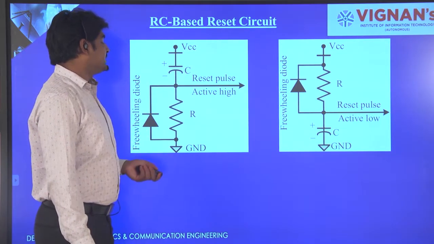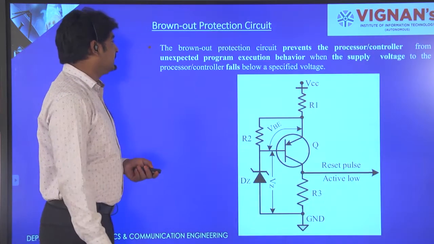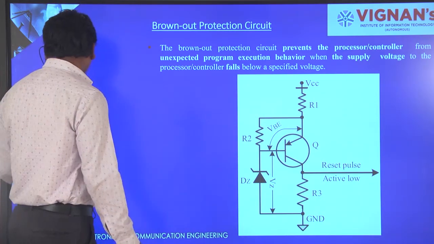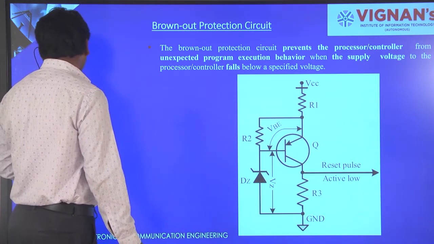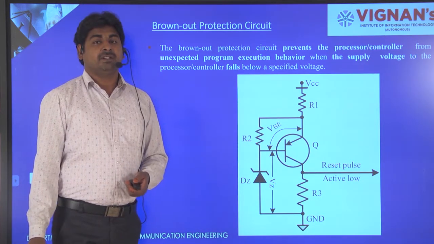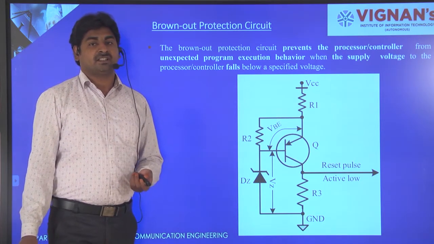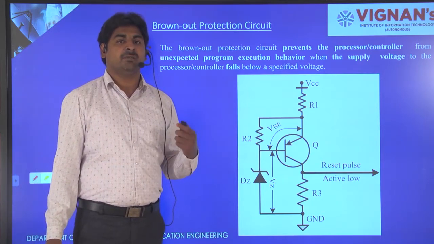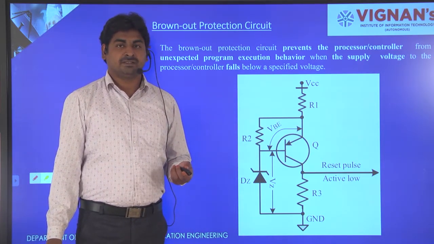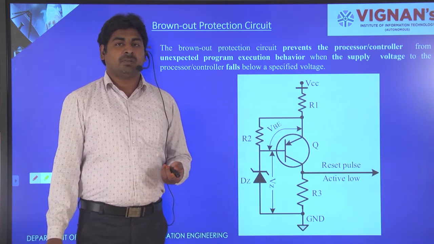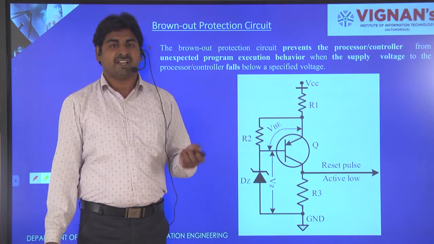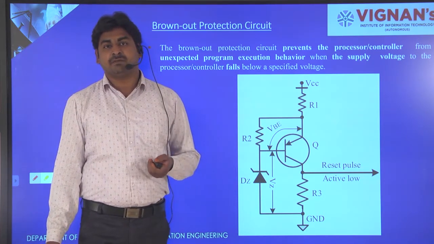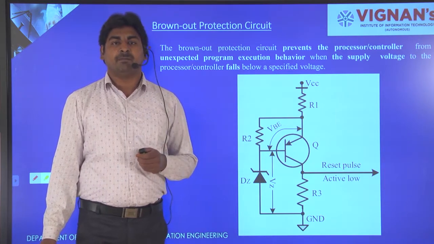And the duration can be changed by changing the values of R and C. Next, brownout protection circuit. This brownout protection circuit is used to protect the embedded system during abnormal power supply voltages. Every embedded system has a threshold voltage, a minimum operating voltage to operate. For example, the minimum operating voltage for an embedded system can be 5 volts, which means no voltage less than 5 volts should be given to the embedded system.